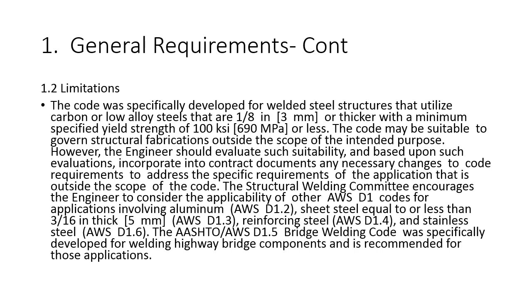So what this is telling the universe in general is, hey, AWS D1.1 is a code that is very specific for a certain set of criteria. Low carbon steels that are 1/8 of an inch thick or thicker. It's got a minimum yield strength of 100 KSI or less, so you can't use it on really thin material. Anything less than 1/8 of an inch, you can't use it. If the material's got a yield strength greater than 100 KSI, you can't use it.